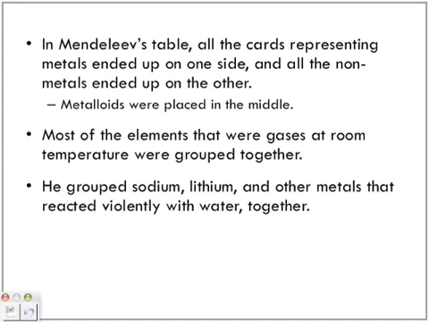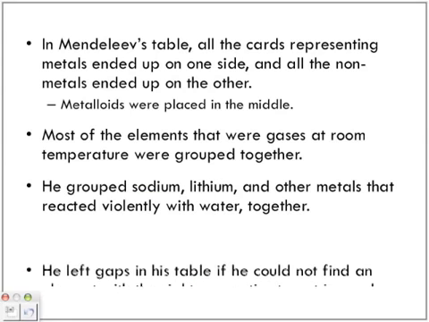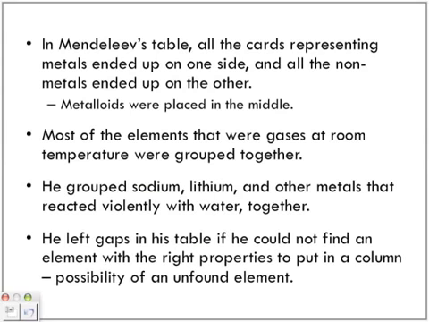Now notice these two, sodium and lithium. You can imagine that he had them one on top of the other, because they both exhibit the same violent property when exposed to water. He left gaps in his table if he could not find an element with the right properties to put in a column. So that was the possibility that there were other elements yet to be discovered that fit in those gaps.